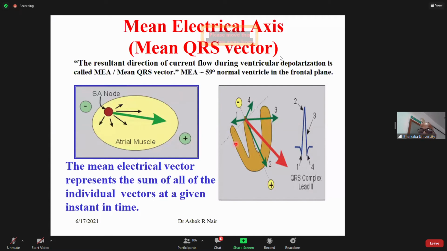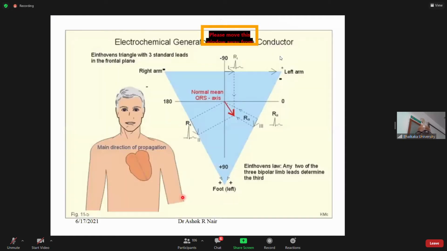Because ventricular event is a major event, whenever we talk about the mean electrical axis, we are talking about the mean QRS vector, or mean electrical axis of the heart. So mean electrical axis represents the sum of all the individual instantaneous vectors. Normal mean electrical axis is considered as plus 59 degrees, ranging from minus 30 to plus 110 degrees.